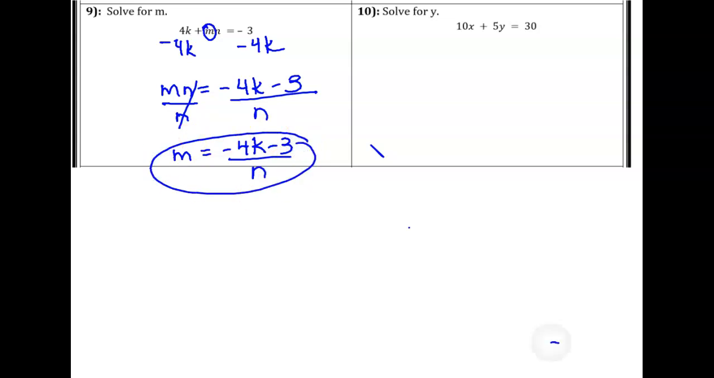All right, now keep in mind some of you may have different orders when you do it, so you might get something like this, m is equal to negative 3 minus 4k. The terms may be switched around, that's fine.